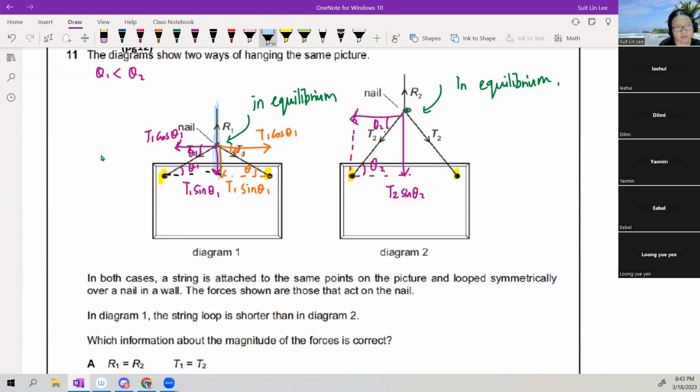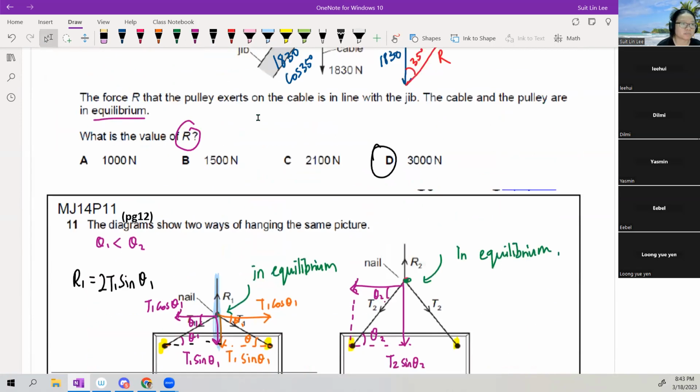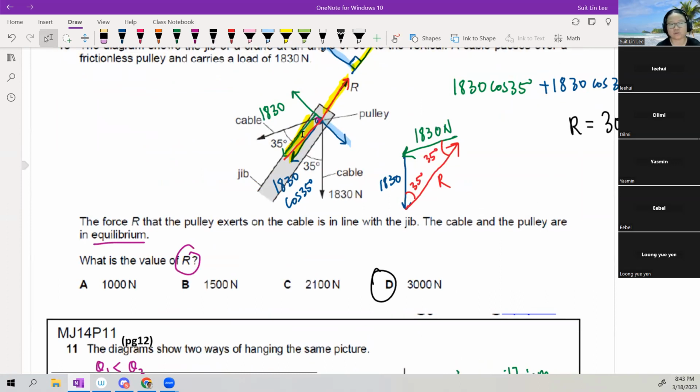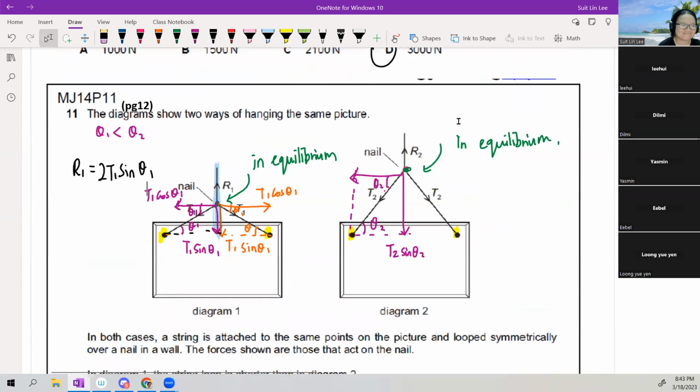Which means I can take the two forces that are parallel to each other. Remember, these things are vectors and we want them to be parallel. So the upward force R1 is equal to the downward forces summed together, 2 T1 sine theta. Got 2. Just like, for example, this one, if you know they are equal, you can just multiply by 2. So it's the same thing here. Okay. So right now I'm going to repeat this one here. And my R2 is equal to 2 T2 sine theta 2.